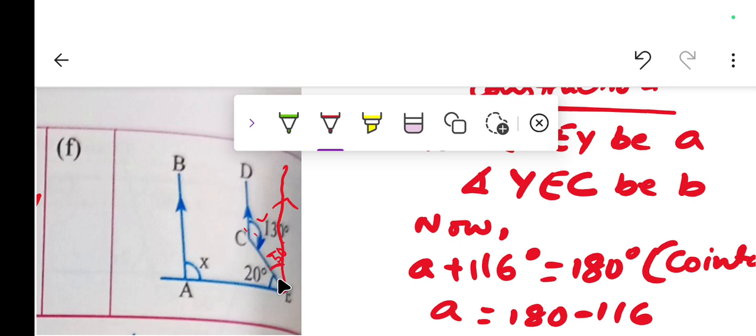When you get this 50 and 20, these two are again co-interior. So x plus 20 plus 50 will be equal to 180 being co-interior angles, and you'll get the value of x also. 180 minus 70 is equal to 110. Again, note it down. The thing is very easy.